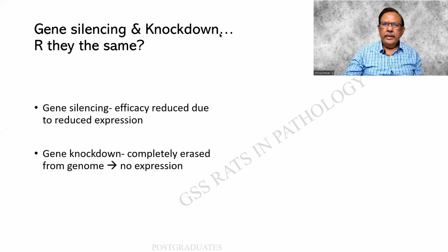Gene silencing and knockdown, are they the same? What is the difference between them? In gene silencing, the efficacy is reduced due to reduced expression of any particular product. Whereas gene knockdown means there is a complete erosion of it from the genome. Therefore, there is no expression at all. So you can say that gene silencing is somewhat partial, whereas gene knockdown can be complete.